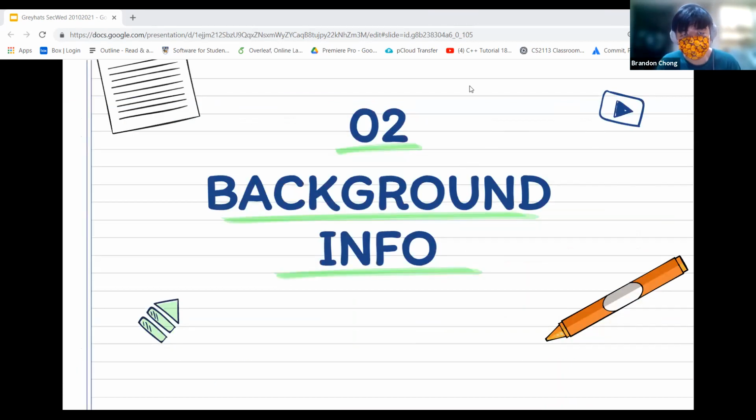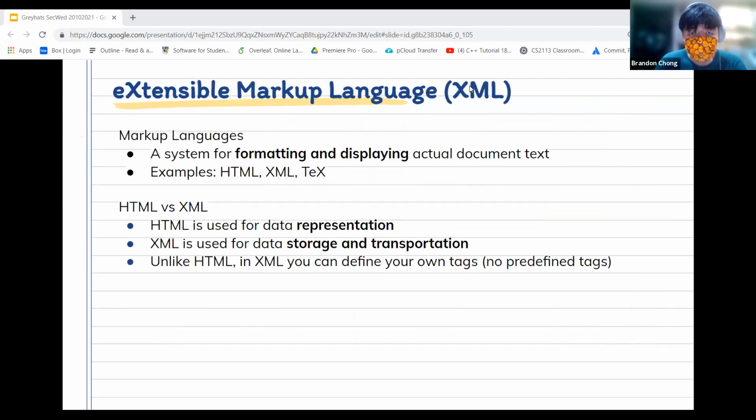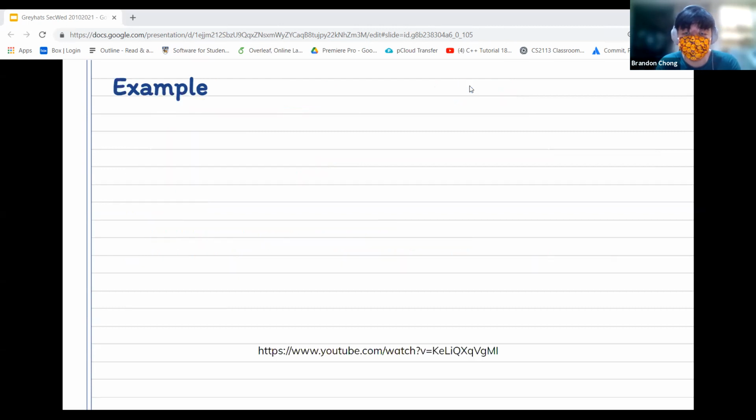So now I'm just going to go more in depth about XML before I explain how XXE attacks work. So what exactly is XML? It is a markup language. What this means is that it's a system for formatting and displaying document text, which is similar to HTML. The main difference between HTML and XML is that HTML is used for data representation, whereas XML is used for both data transportation as well as sometimes data storage.